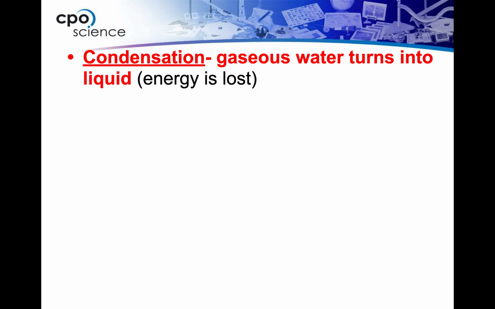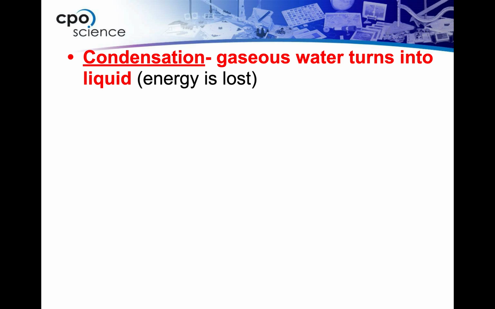So condensation, this is essentially the opposite of evaporation. So gaseous water turns into a liquid. So now I'm going from a gas to a liquid. Gas to a liquid, the opposite of evaporation. And in this process, energy is lost. So you get these water molecules that are in the atmosphere. They slow down just enough to turn into a liquid. And in that process, they lose energy.